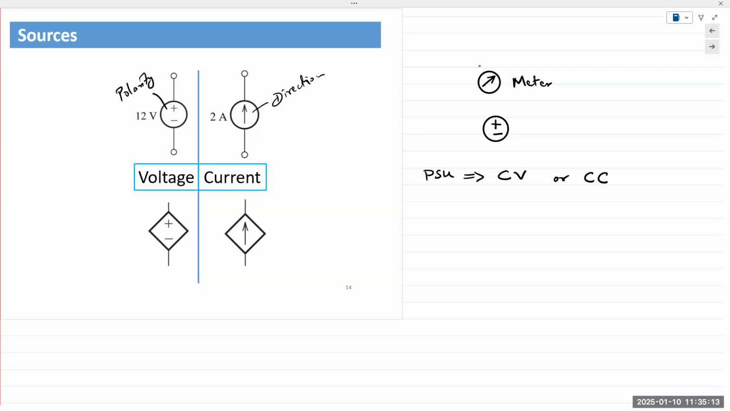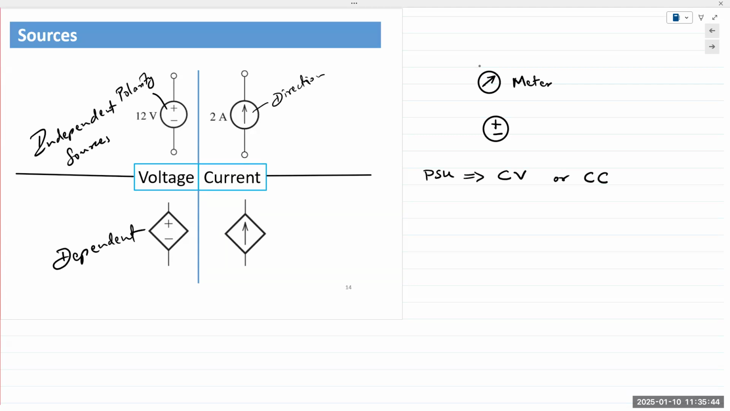It's independent. It does not depend on anything else to supply its rated quantity. Hence the circle. The diamond, so these are independent sources, which is basically above. And these are dependent sources.